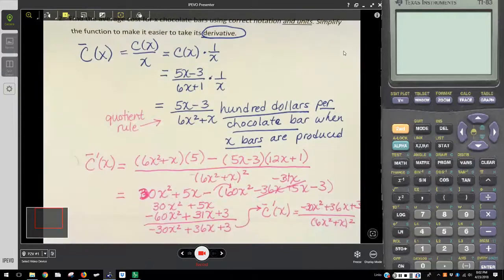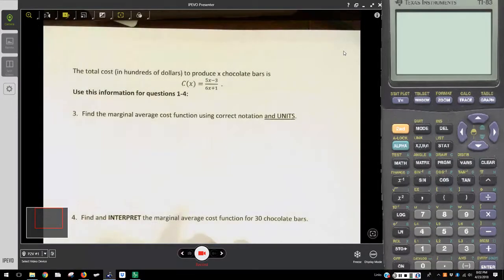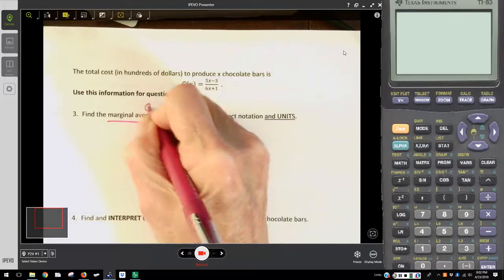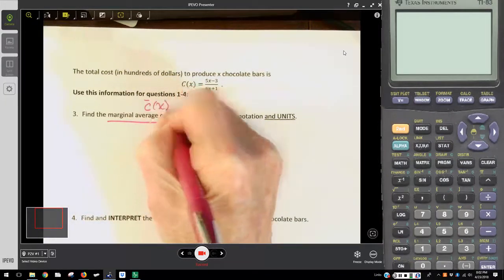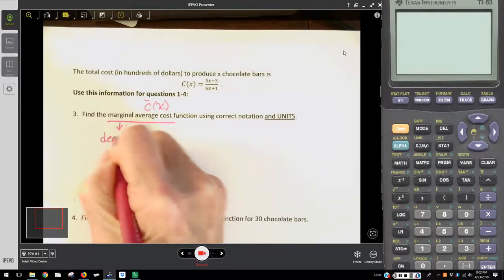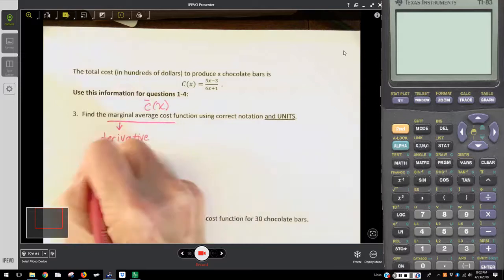And the reason that we want that function is because in the next question it asks us to find the marginal average cost function. And we know the average cost function, C bar of x, and marginal means take the derivative, which is the rate of change function.